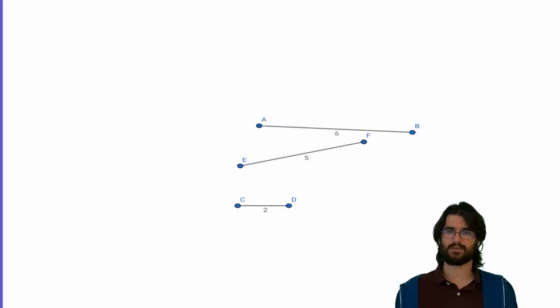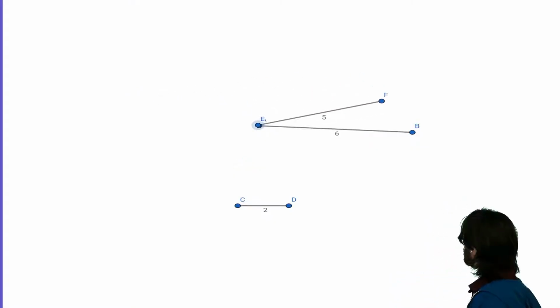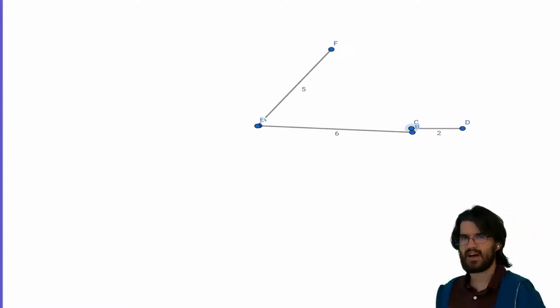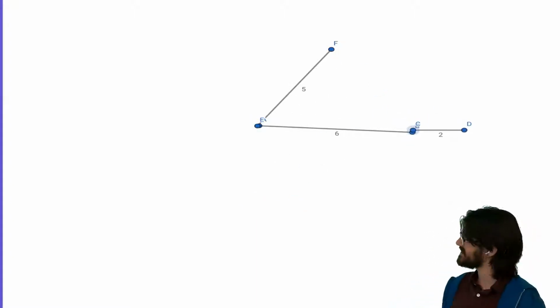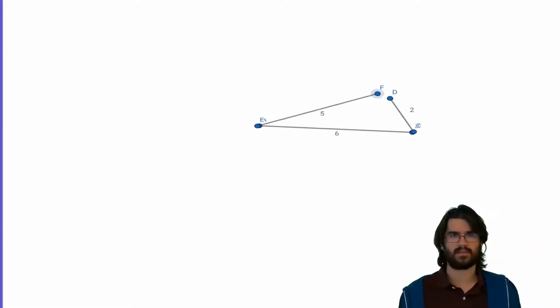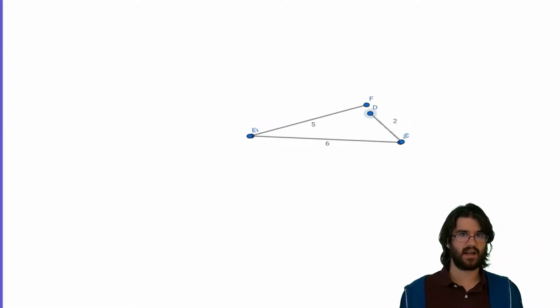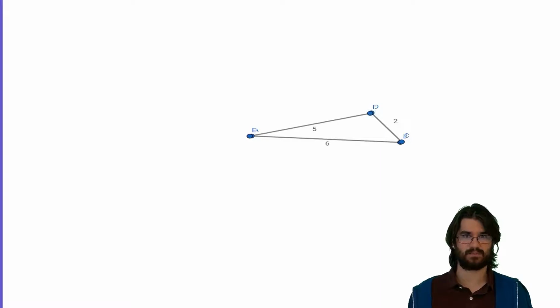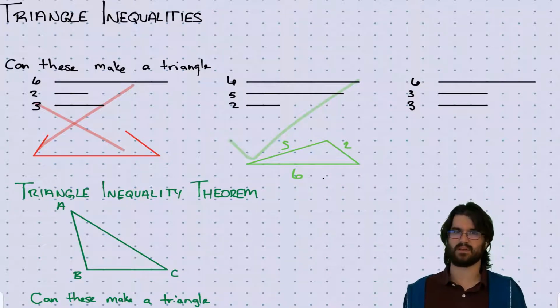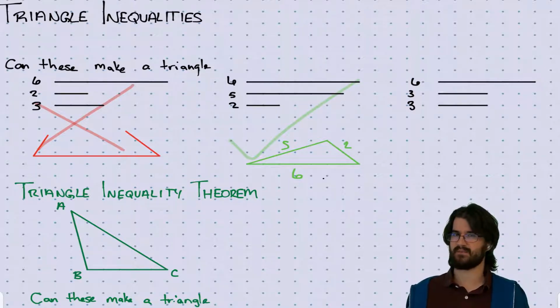What if I change the 3 to a 5? Now let's try 6, 5, and 2. So I'll use the 6 as the base, I'll throw the 5 on one end, the 2 on the other, and just like magic, they line up. So easy enough, I can have a triangle with 6, 5, and 2. So if 6 was too big if the other sides were 3 and 2, 6 was just fine if the other sides were 5 and 2.